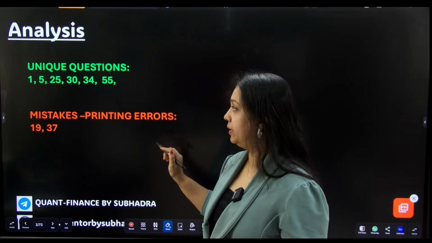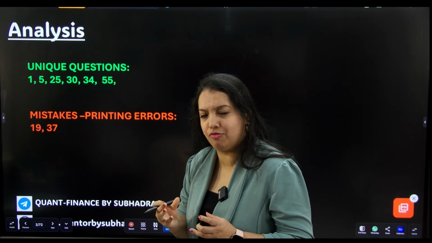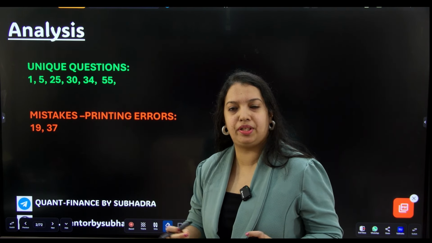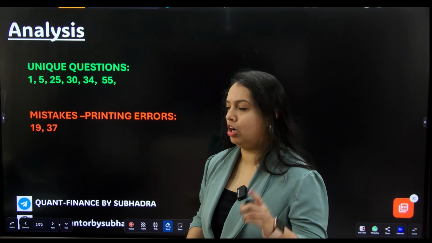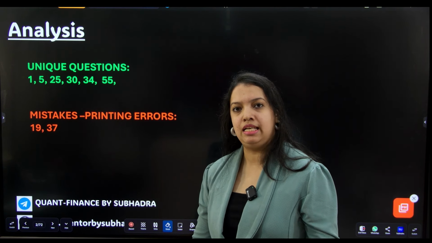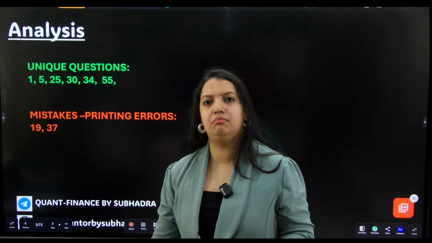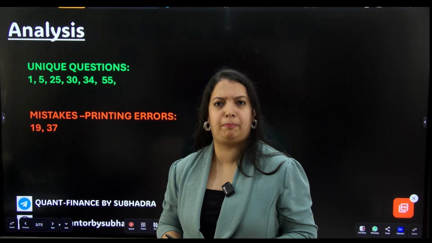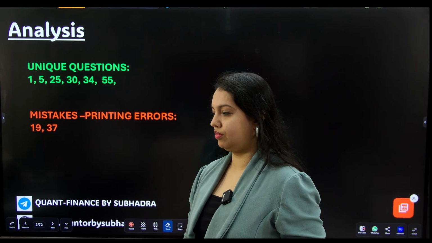In this mock test paper, there are totally 5 to 6 questions which are unique, which are new, which are not asked in previous year exams, nor are these questions in our ICAI material. Two questions have printing mistakes, question number 19 and question 37. Even index number question from question number 98 also had a mistake, but ICAI released a revised mock test paper rectifying only that question.